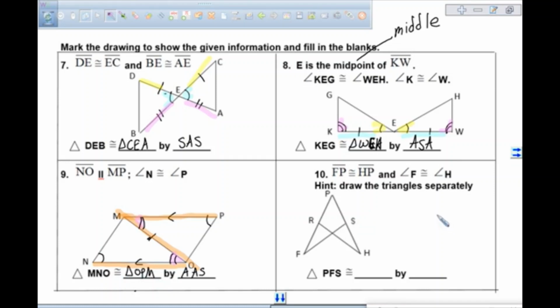And then our last one, we have a hint that says to draw the triangles separately. We do have two triangles here. We have triangle PFS and we have triangle RPH. So I'm going to draw those two separately.